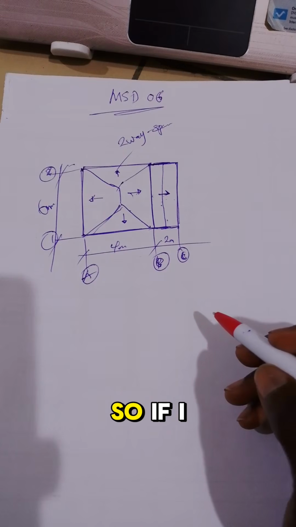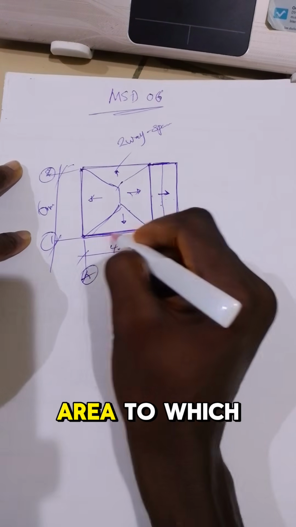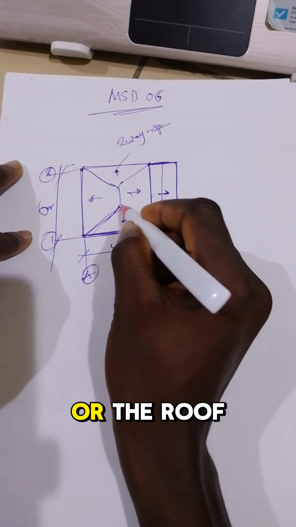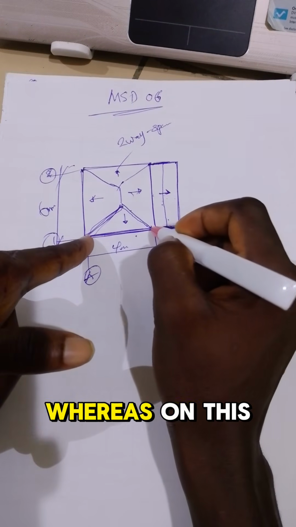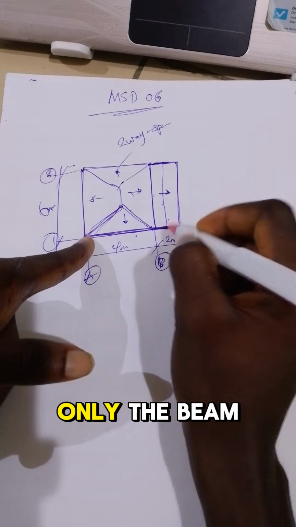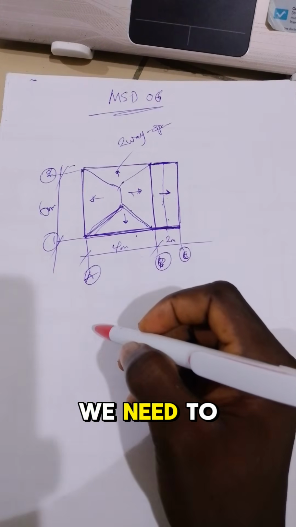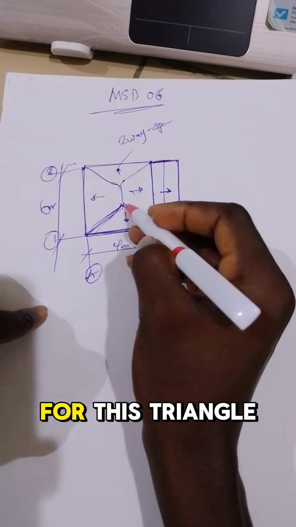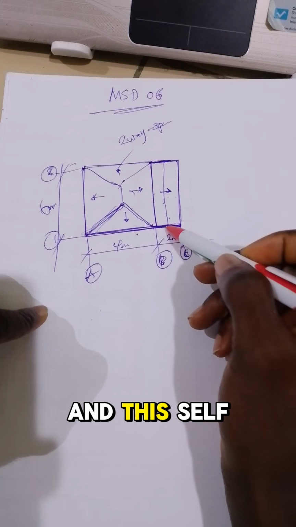So if I want to design this beam now, we will need to get the area to which this slab or the roof beam coming from this axis will be acting on this beam, whereas on this it will be only the beam self weight, right? So now we need to know the area of a triangle. For this triangle, a trapezium, and this self weight.